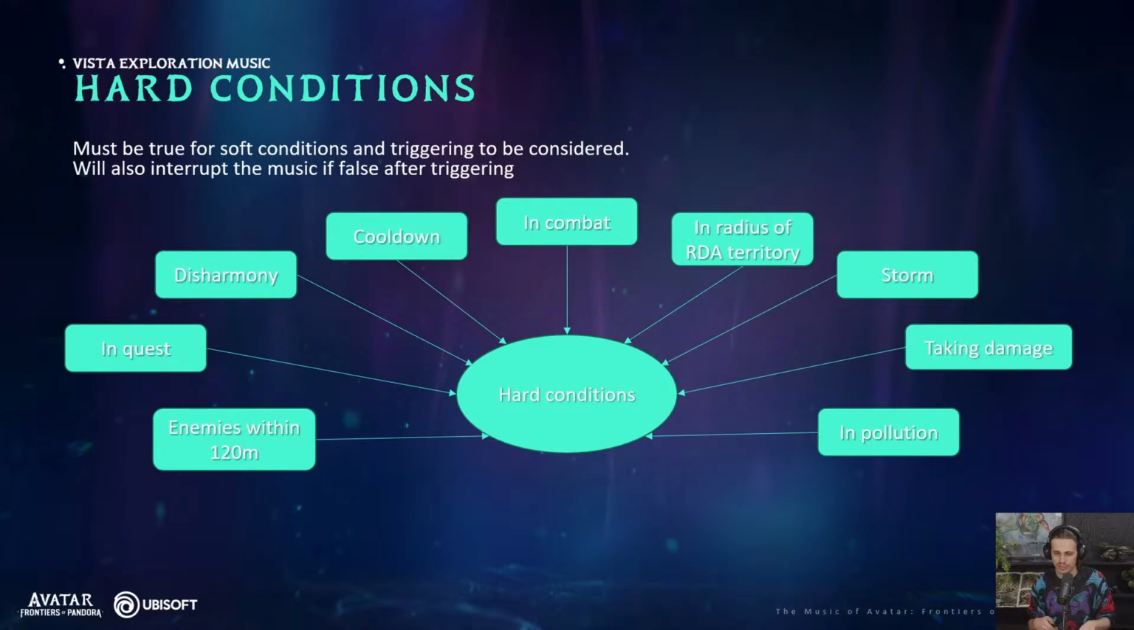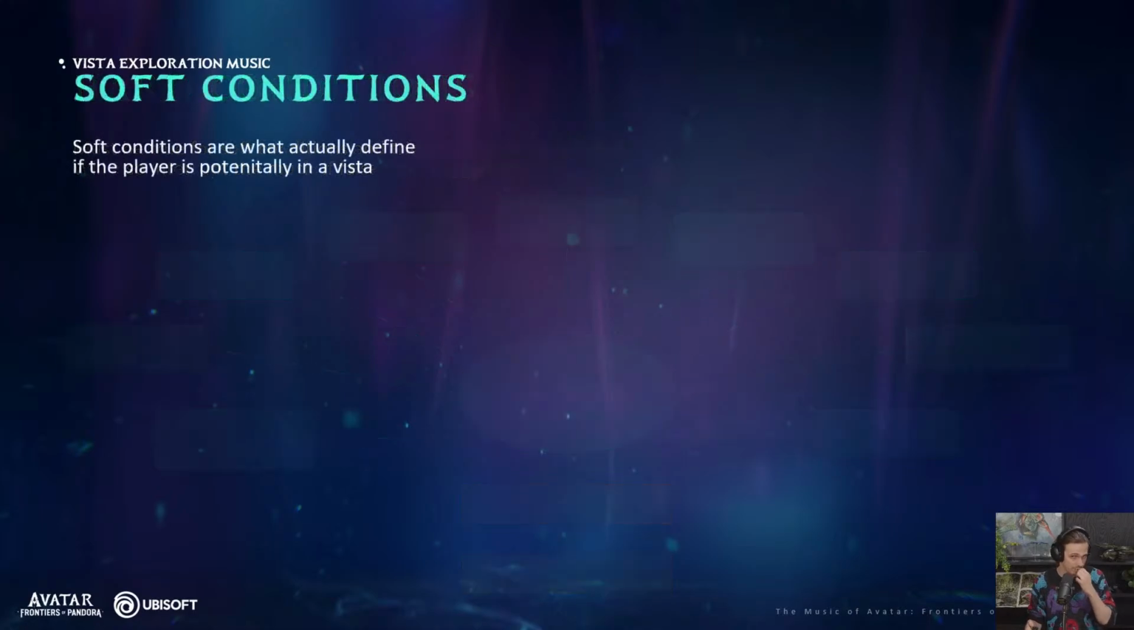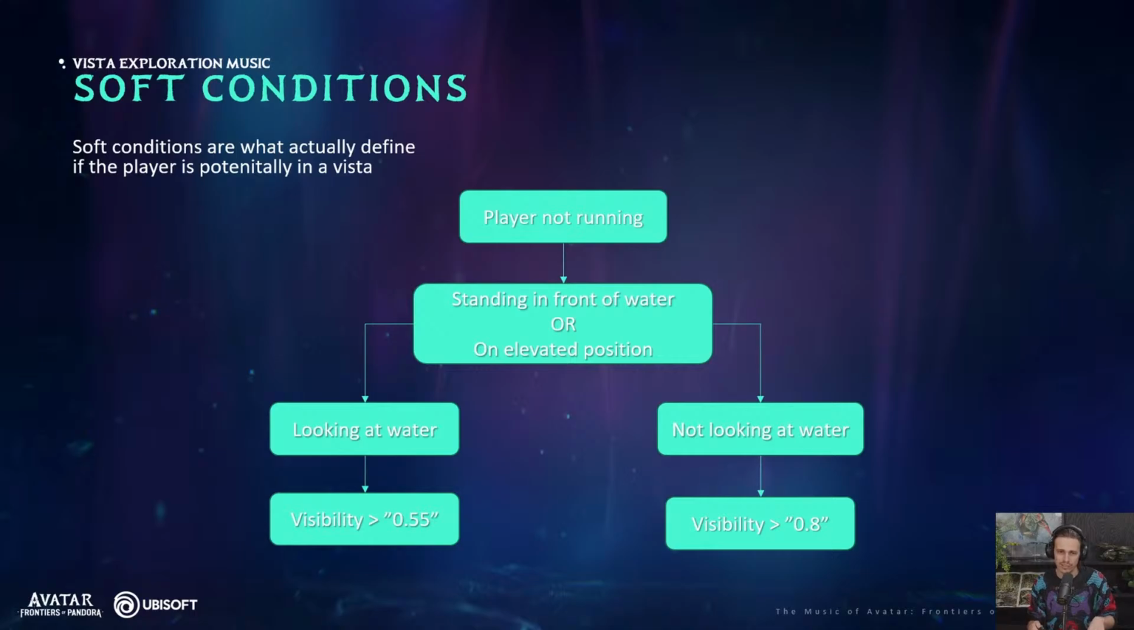And it's more things than you see on the screen, but it's things like the player should not be in combat, or they should not be in a polluted area. They should not be taking part of any narrative right now, like in the quests, or being within 120 meters of enemy troops. And this must not have happened the last 30 seconds of gameplay. If that is the case, that none of this is happening within the last 30 seconds, then we can look at, well, is the player then potentially observing a vista?